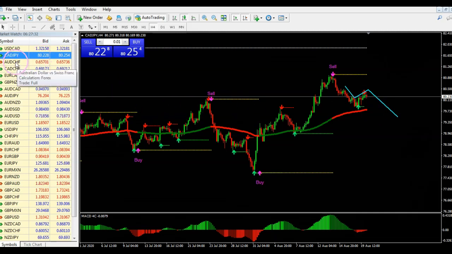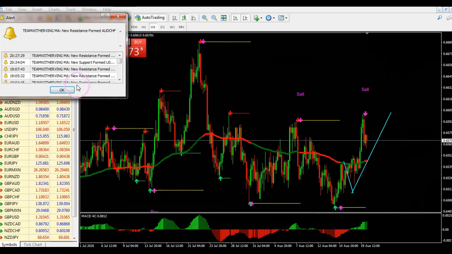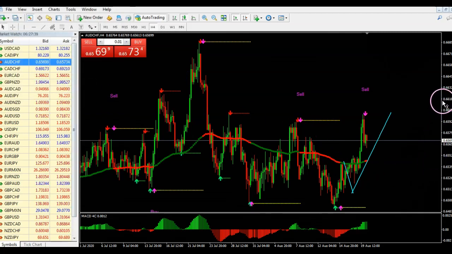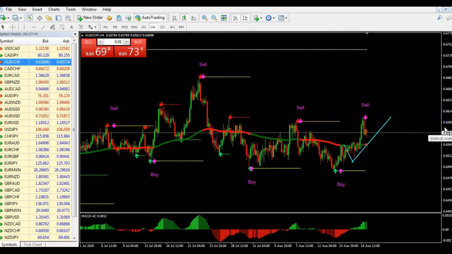Okay, CADJPY. Let's look at AUDCHF. This one, it's working real good also. On Sunday, we were in this area over here, I believe. We said that the market was probably going to move a little bit higher, then do a small retracement to look for buys in this area over here. So hopefully some of you took advantage of that. So that one worked real good also. Let's go to CADCHF.